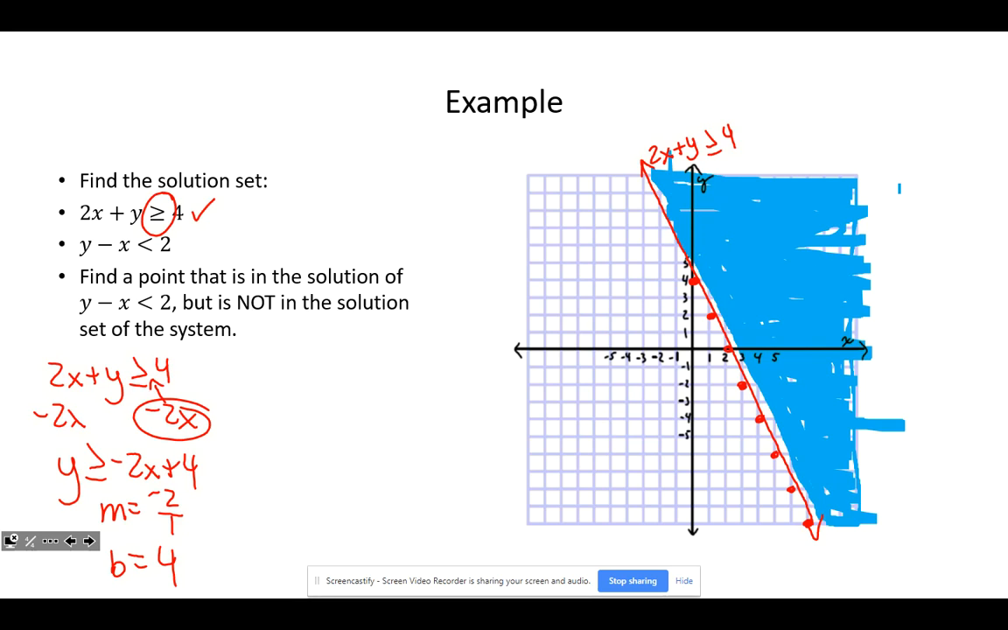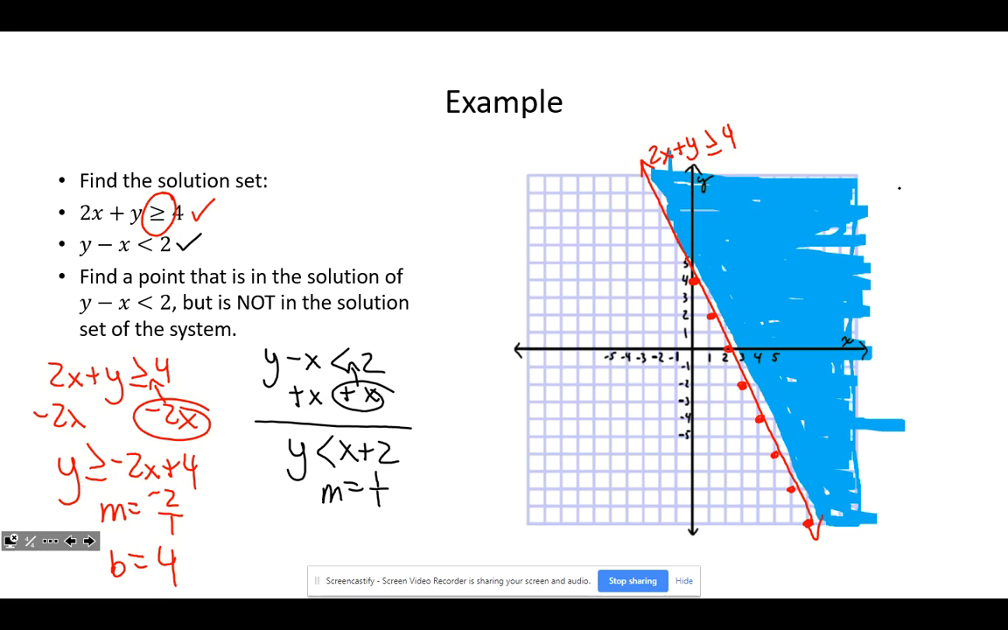So now we'll do the other one. Do this one in black. y minus x is less than 2. We'll add x to both sides. Tuck it in front. So y is less than x plus 2. That's a slope of 1 over 1 and a y-intercept of 2.